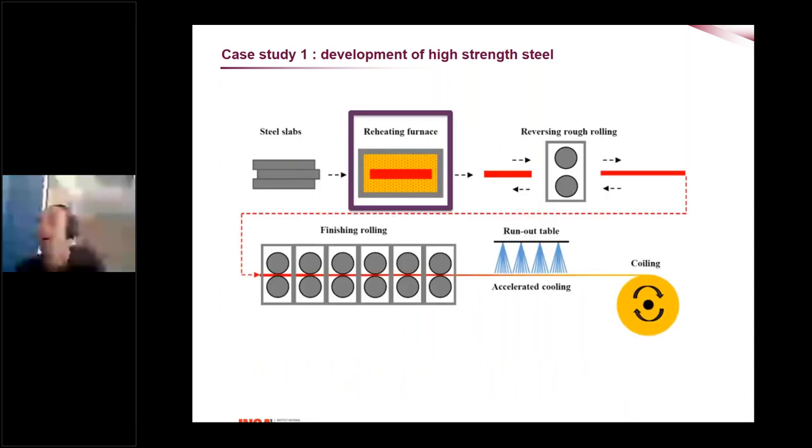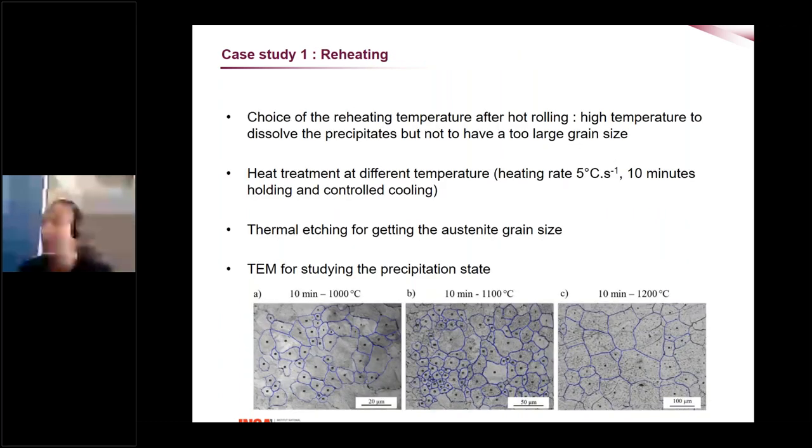Just to give you an example, that's a typical route that we wanted to use. After the slabs are obtained, we have the reheating stage, then the rough rolling, then the finishing rolling, and then the cooling down. I will go through three of these steps: first the reheating, and then we'll see finishing rolling and the run out. Why is the reheating furnace really important? Because we have to choose the reheating temperature before hot rolling. We want to dissolve all the precipitates that were formed during the elaboration of the steels, but definitely we don't want a very large grain size.